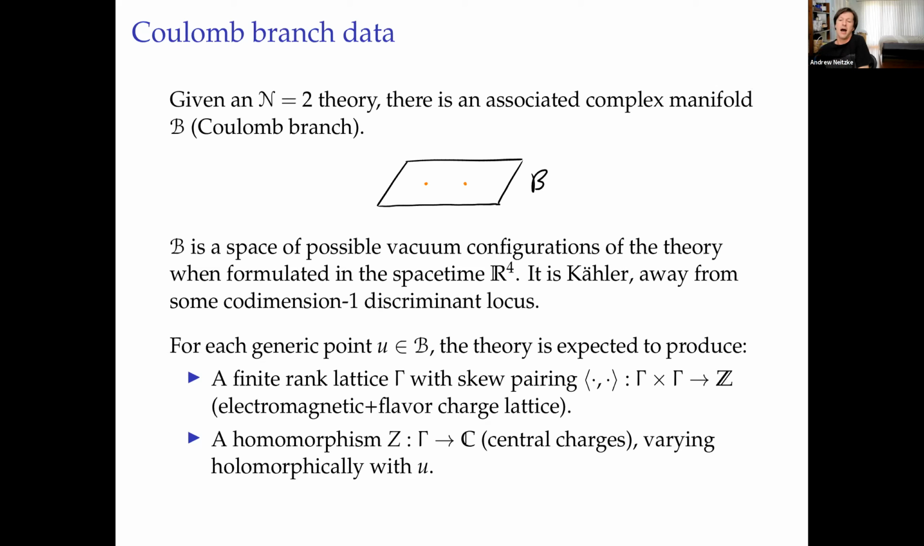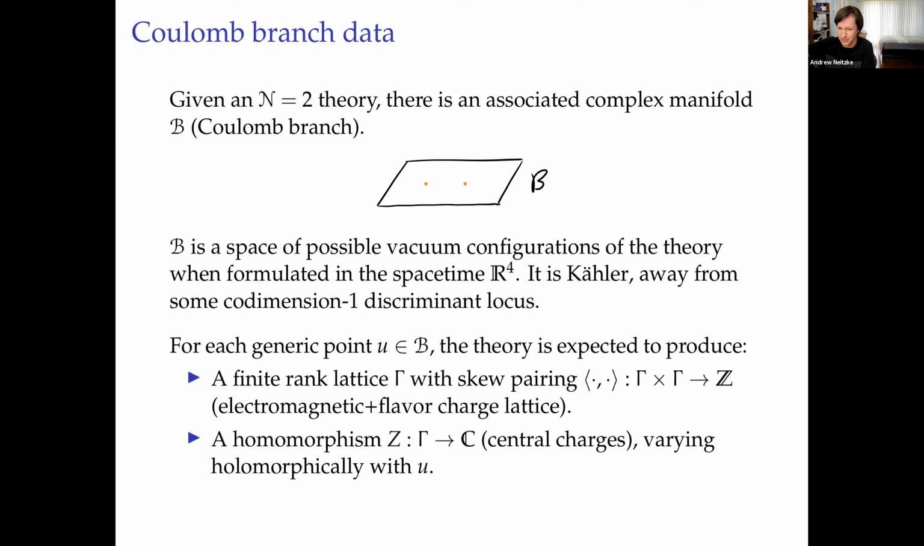So for thinking about this story, it's perfectly okay to just think about the case where the Coulomb branch is one-dimensional. And then there's a complex manifold, even a Kähler manifold, but it also comes with some extra structure that the theory is supposed to produce for you. So one thing it's supposed to produce for you is, at every point u, a finite rank lattice, gamma.